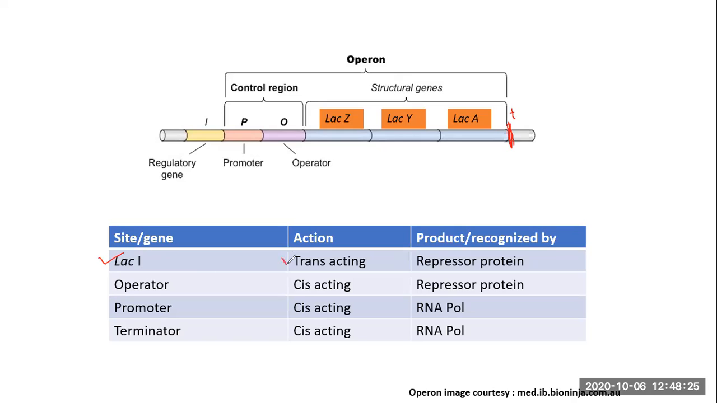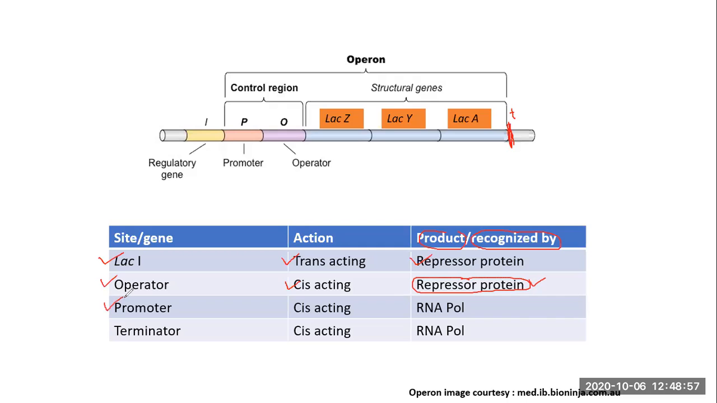It is trans-acting. So we have just understood that Lac codes for a diffusible product. Therefore it is trans-acting. And the product is what? The product is a repressor protein, right? Operator, what type of site is it? It is cis-acting because it functions by being recognized. And who recognizes it? It is recognized by the repressor protein.